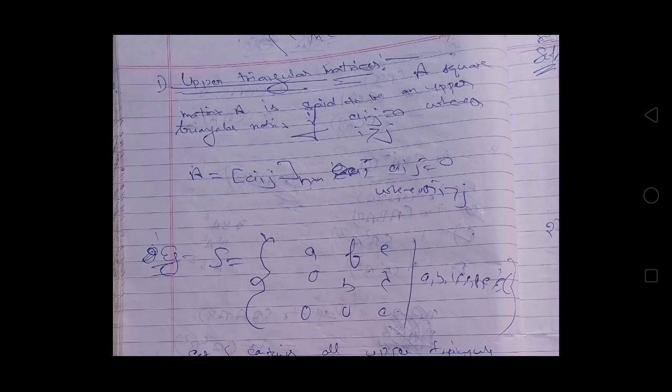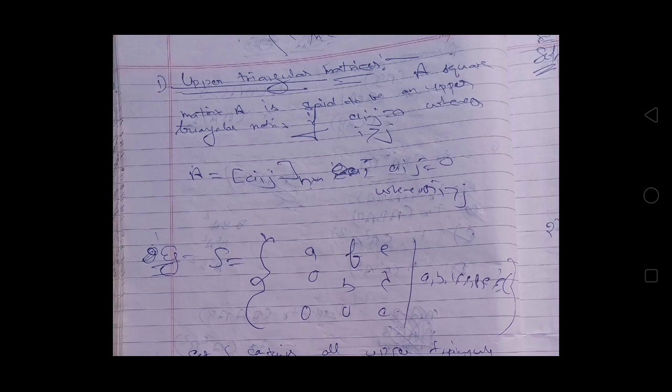What is upper triangular matrix? A square matrix A is said to be an upper triangular matrix if Aij is equal to 0 whenever i is greater than j. So, let A be some matrix of order n cross n whose entries are Aij, where Aij are 0 whenever i is greater than j. It means all the entries below the principal diagonal line will be 0.